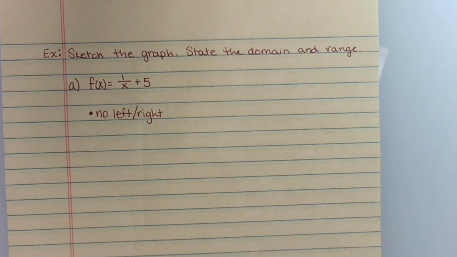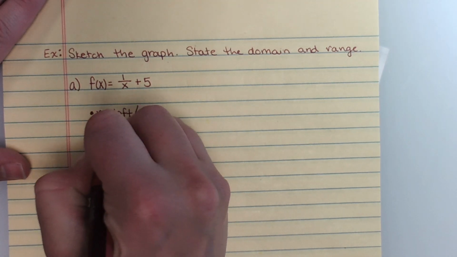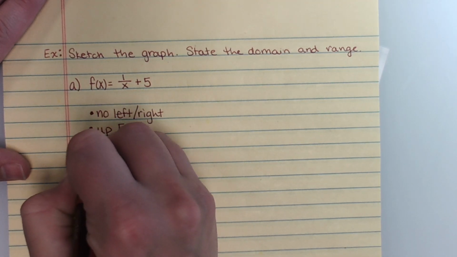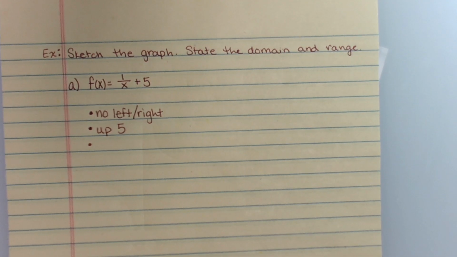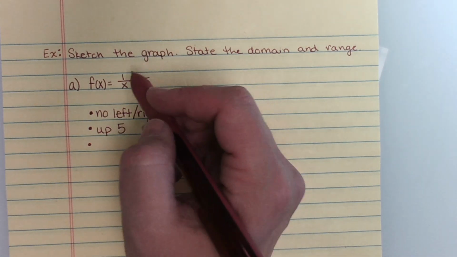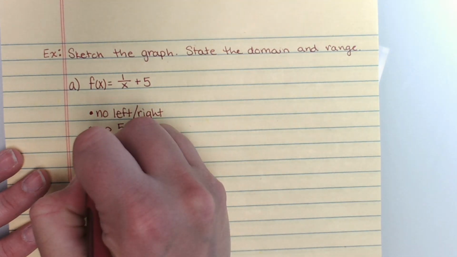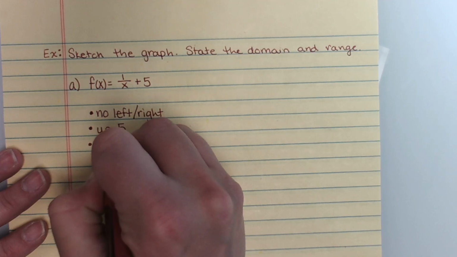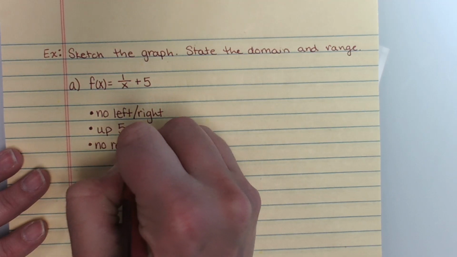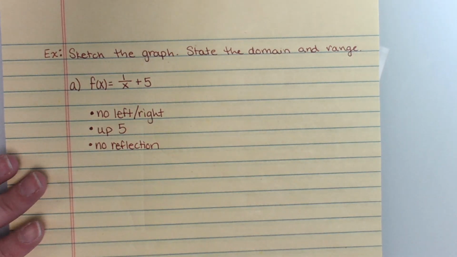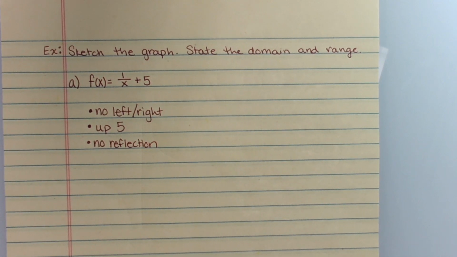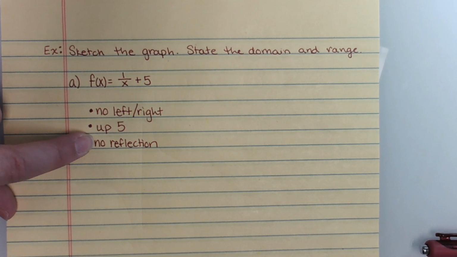Did my graph move up or down? Up or down, and how much? It moved up 5. Did it reflect? No. Number in front is positive, so no reflection, or no flip if you prefer. So these are the things that I either need to make my graph do or not do.